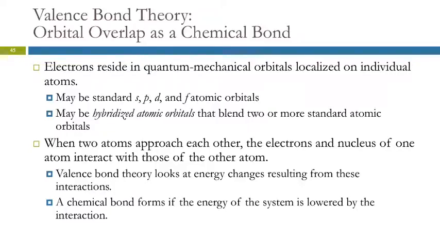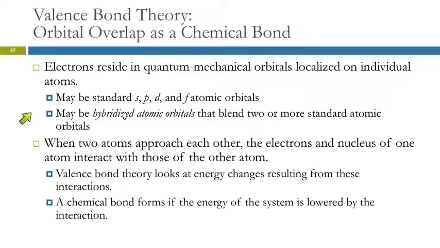So quick review. Electrons reside in quantum mechanical orbitals that are localized on individual atoms. And we talked about these as S, P, D, and F. And we talked about them as regions of probability of finding an electron. We also discussed the wave-particle duality of electrons, and that basically these orbitals are like standing waves.